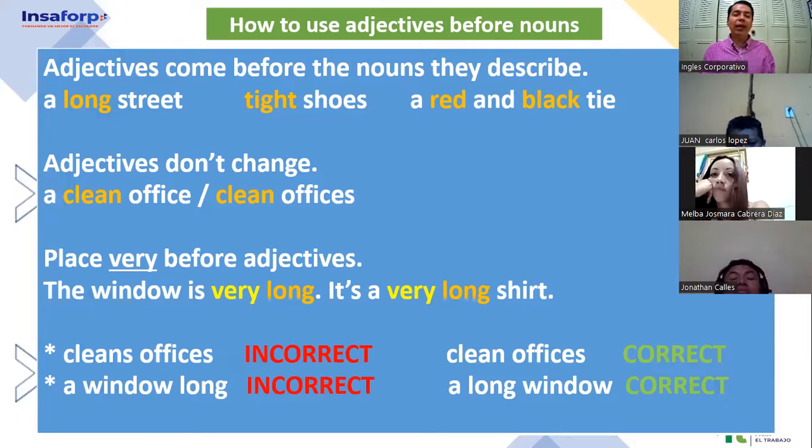No. Adjectives don't change. Don't modify the adjectives. Place very before adjectives. Very or so. Hay dos palabras en inglés que intensifican el verbo, ¿sí? Por ejemplo, digo, the window is very long. La ventana es muy larga.